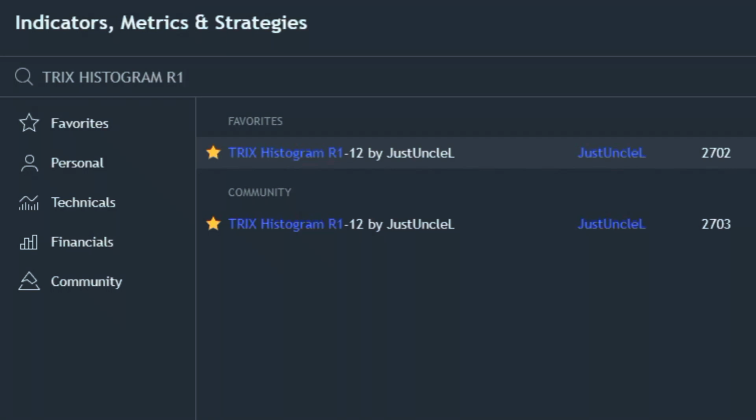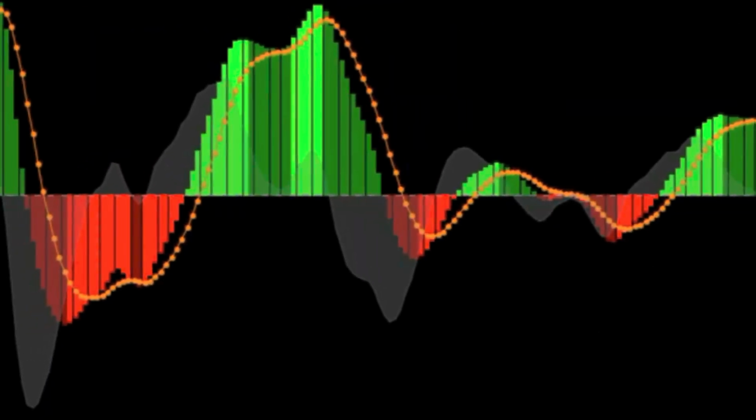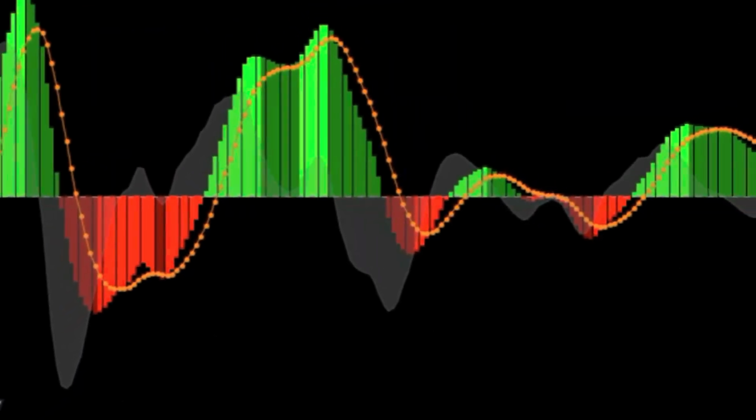Found it? Great. Now all you have to do is click on the TRIX histogram R1 indicator, and just like that, it'll appear on your chart. See how easy that was? You're already well on your way to becoming a TradingView master.